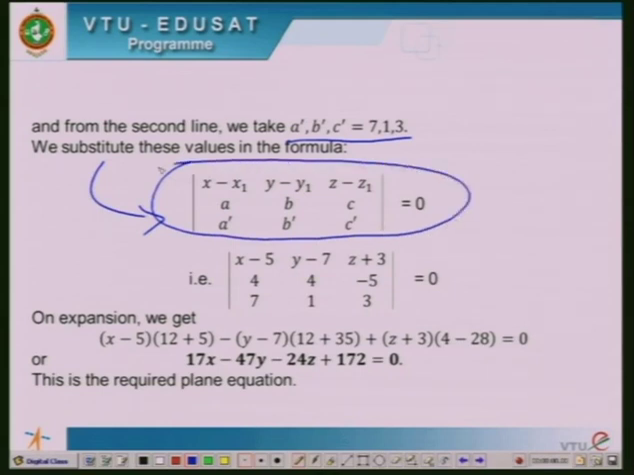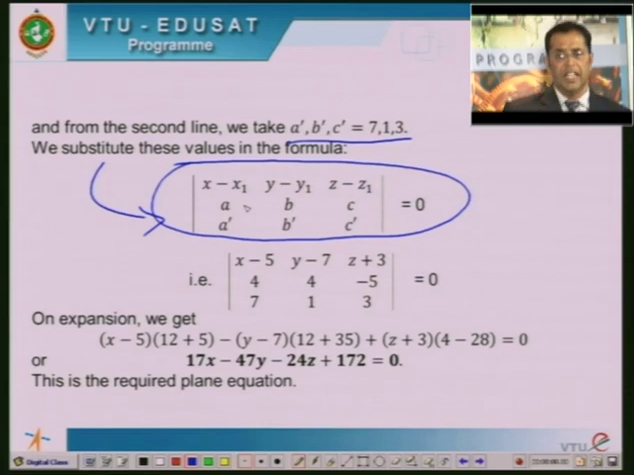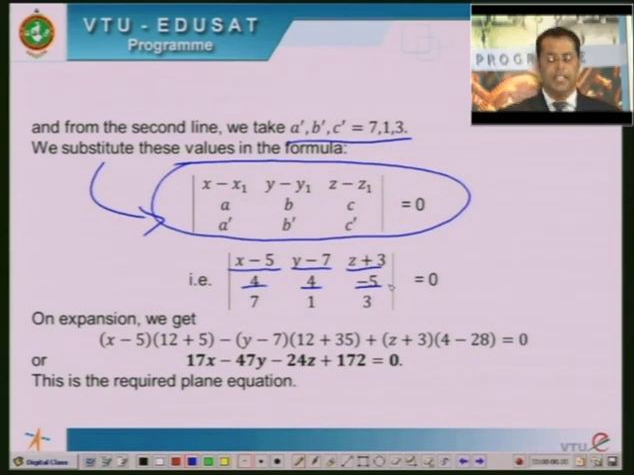To find the plane equation, this was discussed in the previous session. This is the formula to find the equation of the plane containing the two lines. Determinant of x minus x 1, y minus y 1, z minus z 1, a, b, c, a dash, b dash, c dash equal to 0. x minus x 1 is x minus 5, y minus y 1 is y minus 7, z minus z 1 is z plus 3, a, b, c are 4, 4, minus 5, a dash, b dash, c dash are 7, 1, 3.